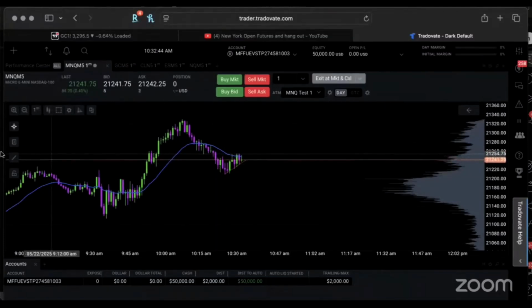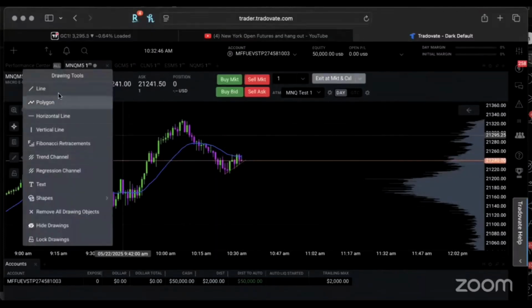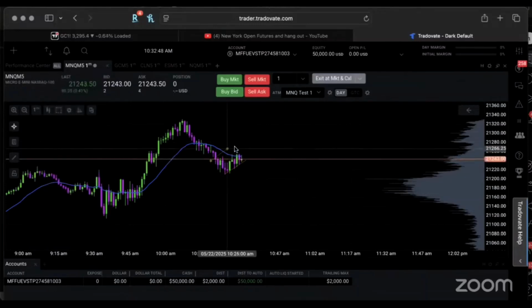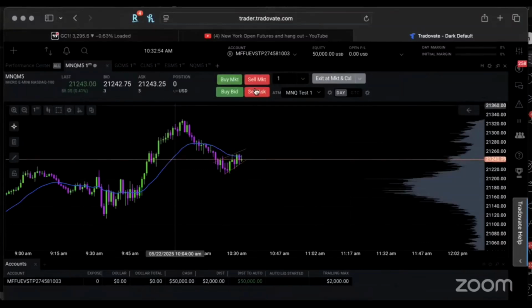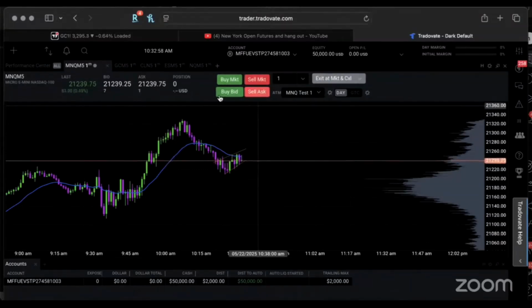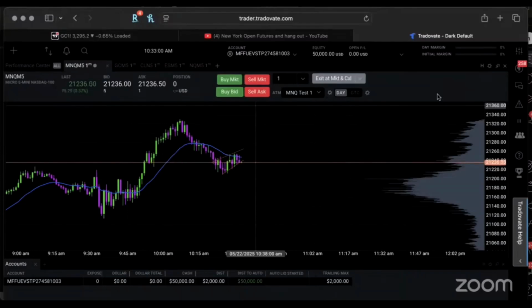Waiting to break out of this little flag area, and then I'll take a trade. We don't need the DOM. There are buy and sell buttons up here. Do you guys see that? There are buy and sell buttons at the very top of your screen. If you don't have it on one tab, when this first loads, it's going to be on another.